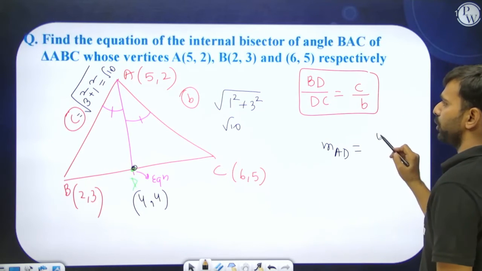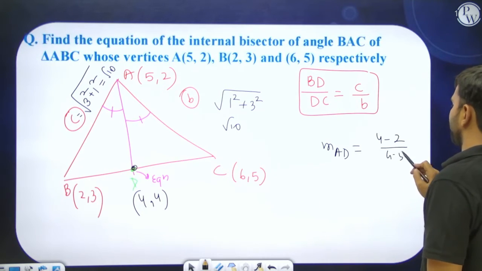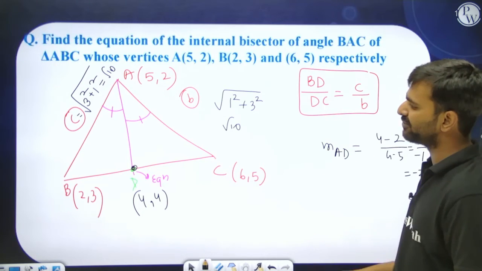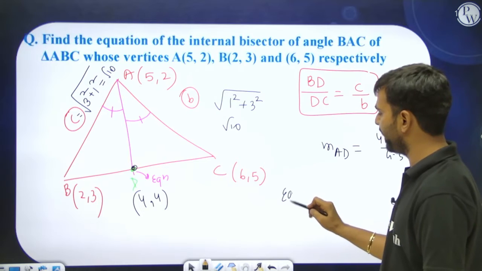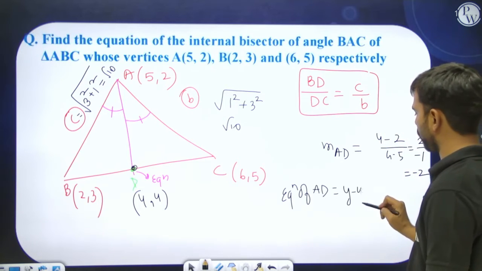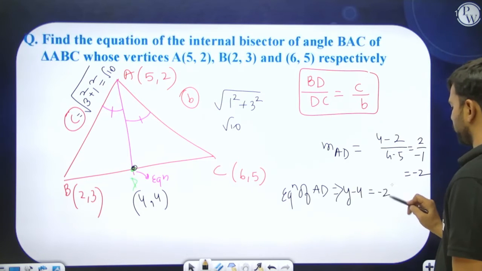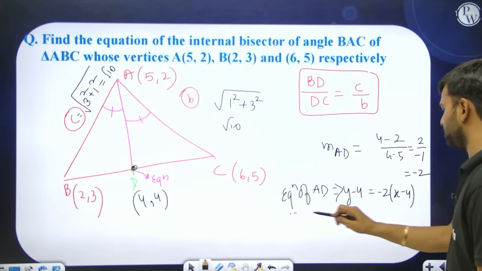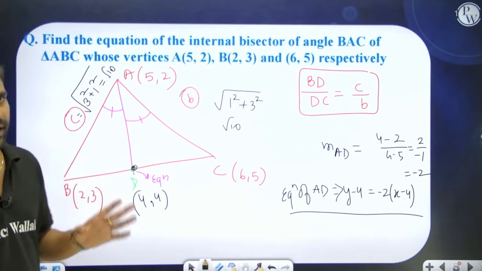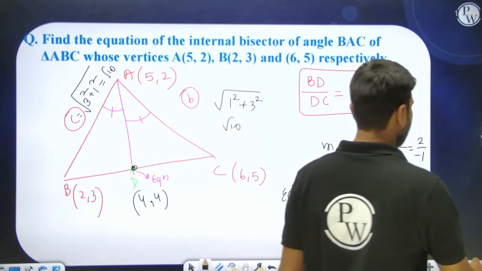The slope of AD is going to be 4 minus 2 upon 4 minus 5, that is equal to 2 upon minus 1. So that is equal to minus 2. Once you have the slope of AD, you can write down the equation of AD quite comfortably. Equation of AD is going to be y minus 4 equal to minus 2 times x minus 4. This is nothing but the equation of the AD, that is the equation of the angle bisector only. I hope you guys are clear with this particular problem.